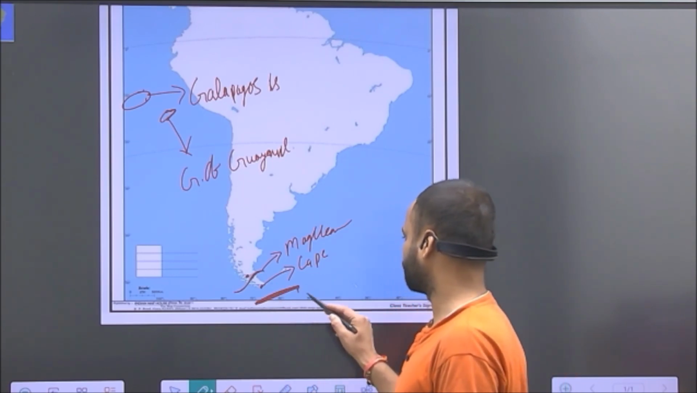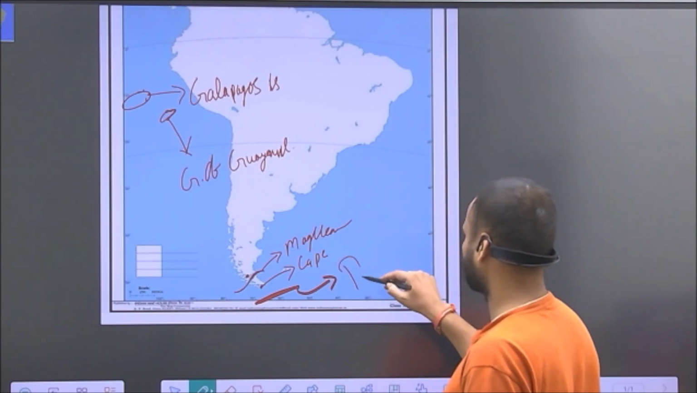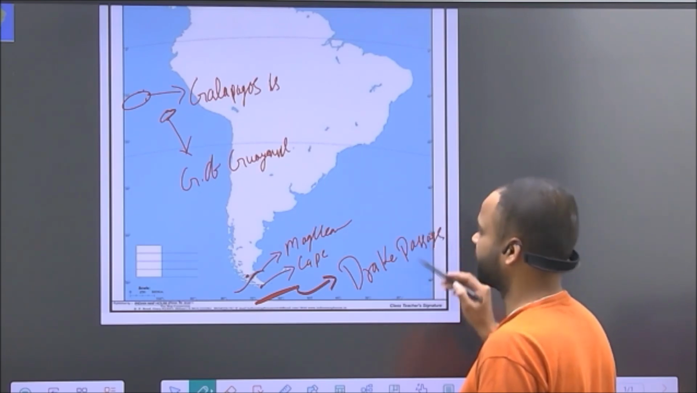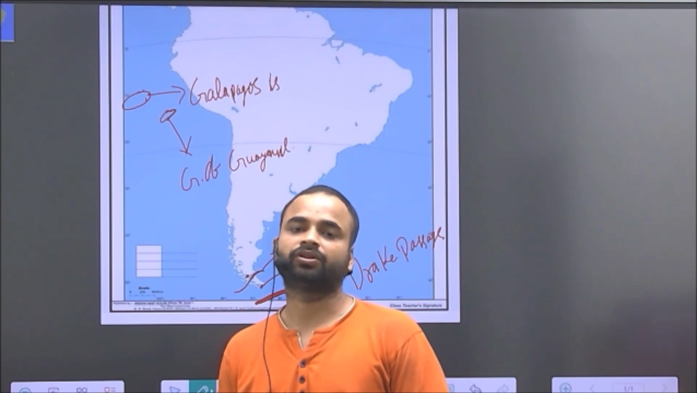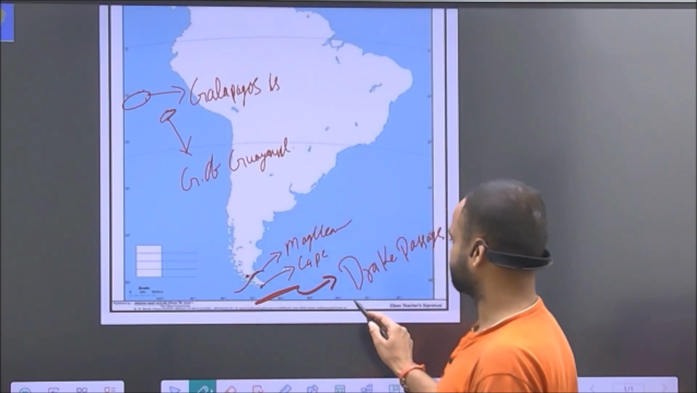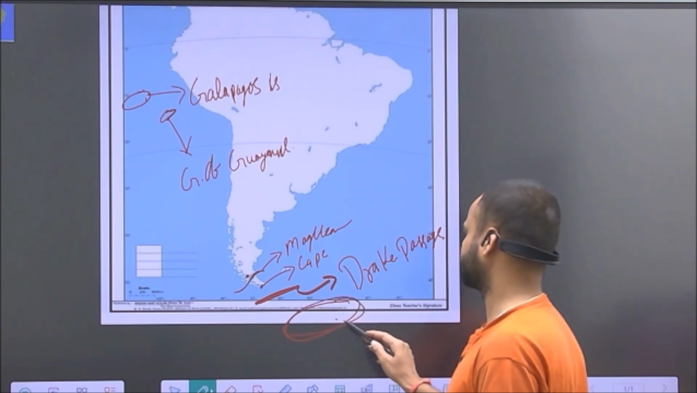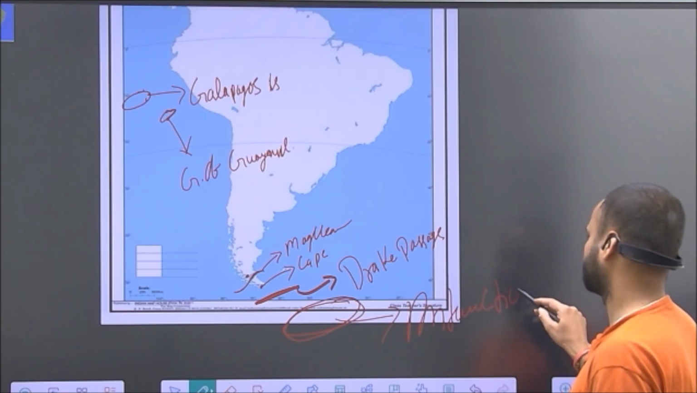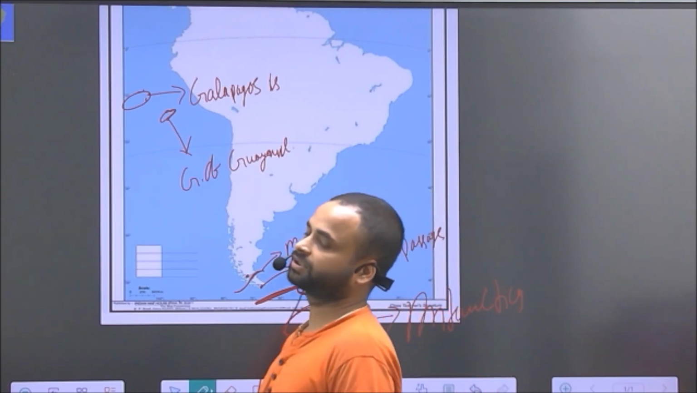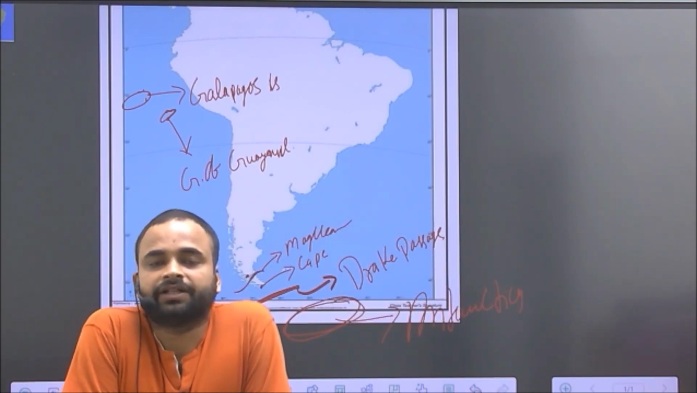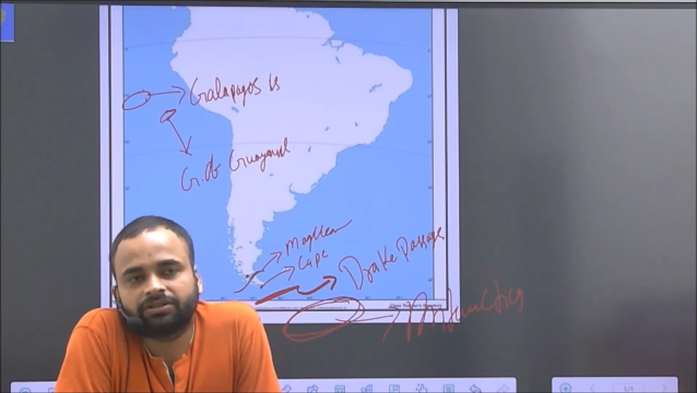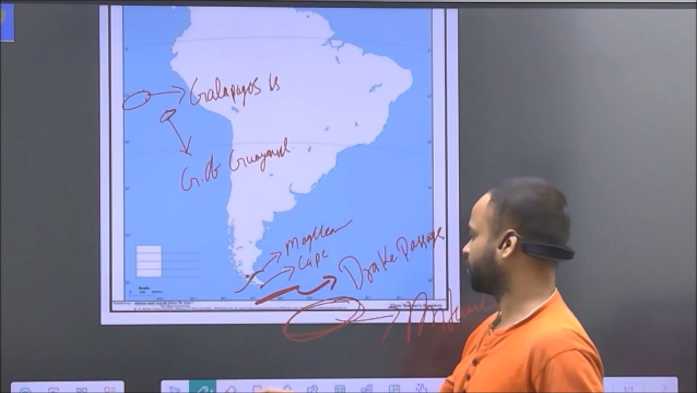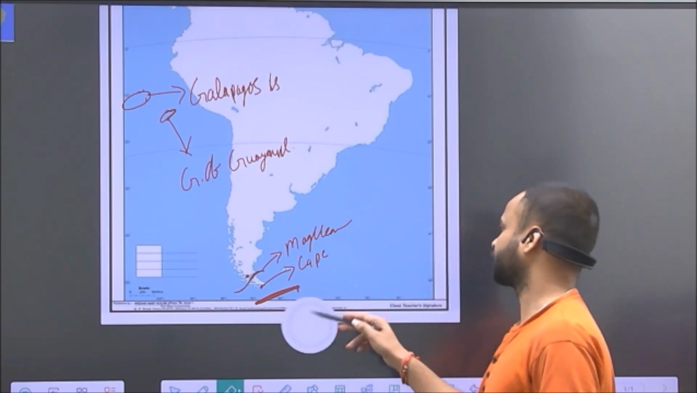Here you can see one passage, the Drake Passage, and the Drake Passage isolates South America from Antarctica. Here Antarctica is situated. So you can see the Drake Passage isolates South America from Antarctica and joins the Atlantic Ocean to the Pacific Ocean. So I hope you have understood all about these locations.